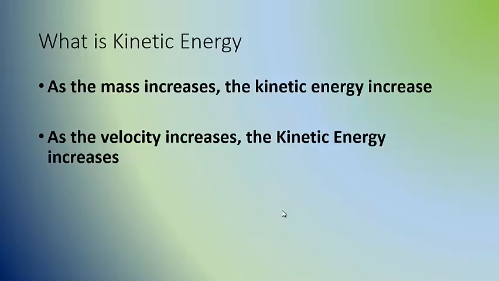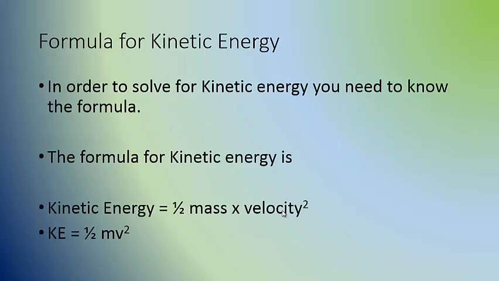And as the velocity increases, the kinetic energy also increases. So a car going 3 meters per second has less kinetic energy than a car going 5 meters per second. So mass and velocity are two major things that influence kinetic energy. So now that we know what kinetic energy is, we can move on and figure out our formula.